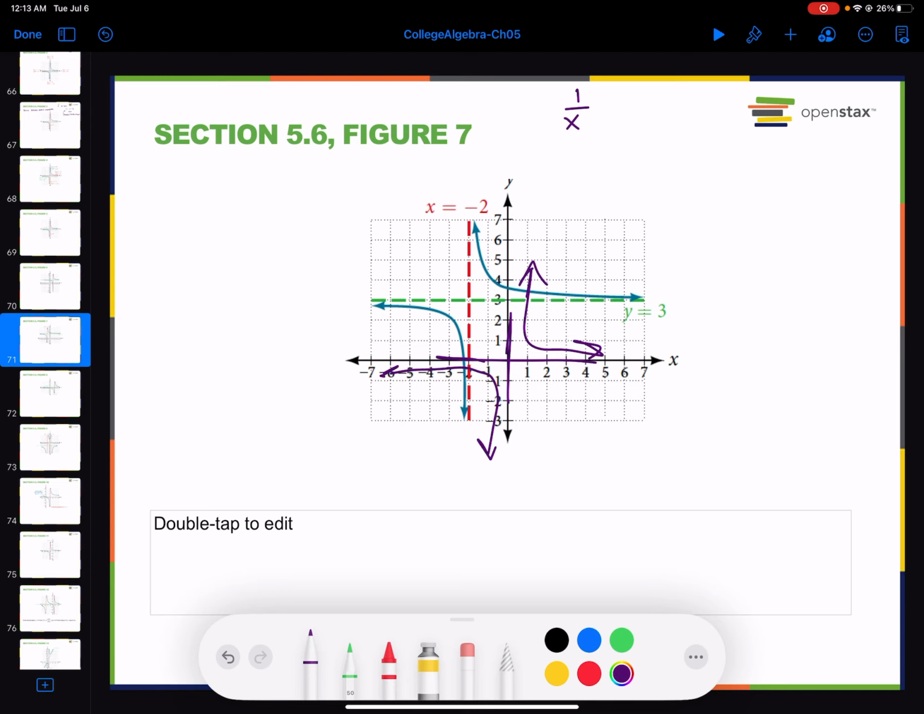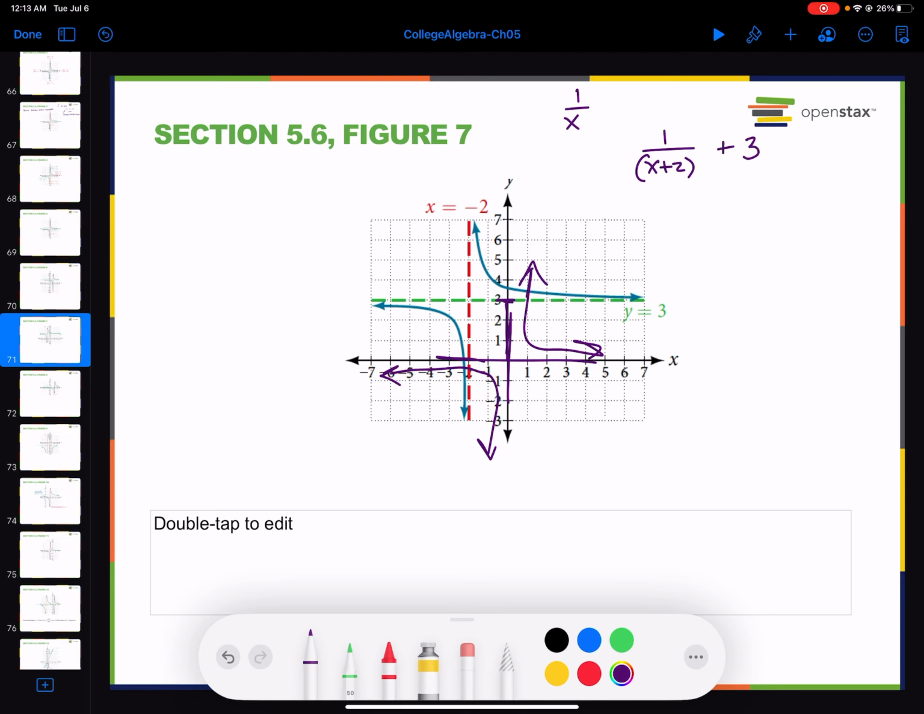So what has happened to the graph? It's shifted to the left 2. So that means we're going to end up with 1 over x plus 2. And then we've gone up 3 units. So we're going to add a 3 on the end here.